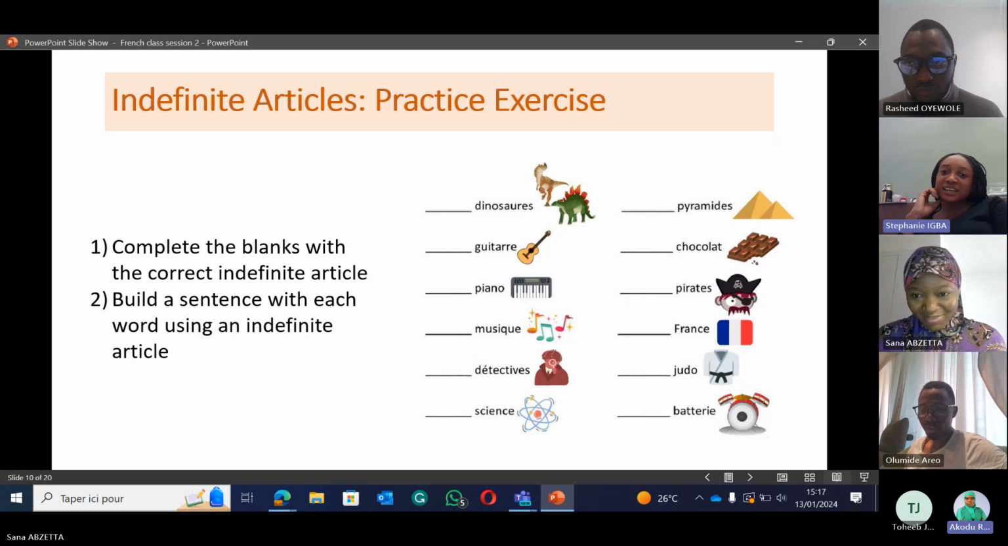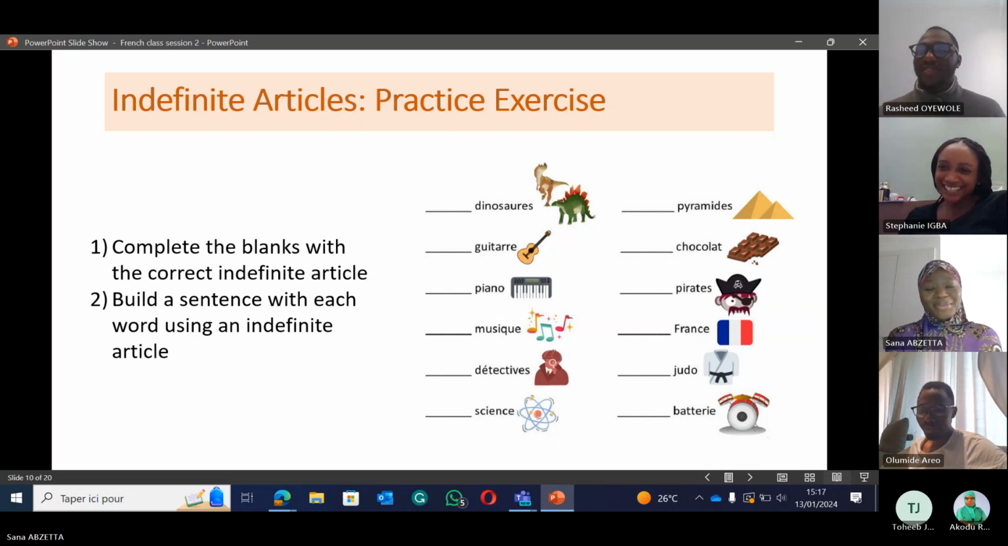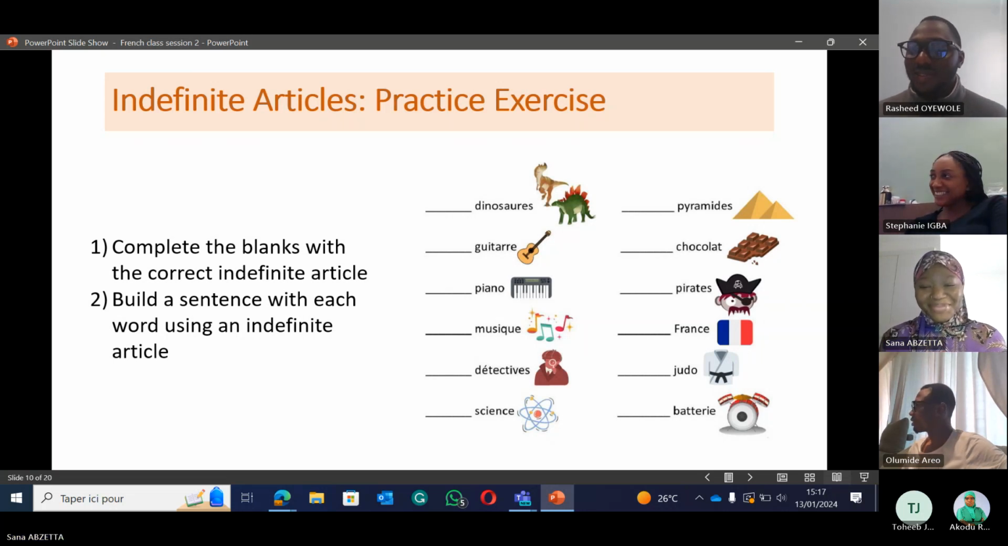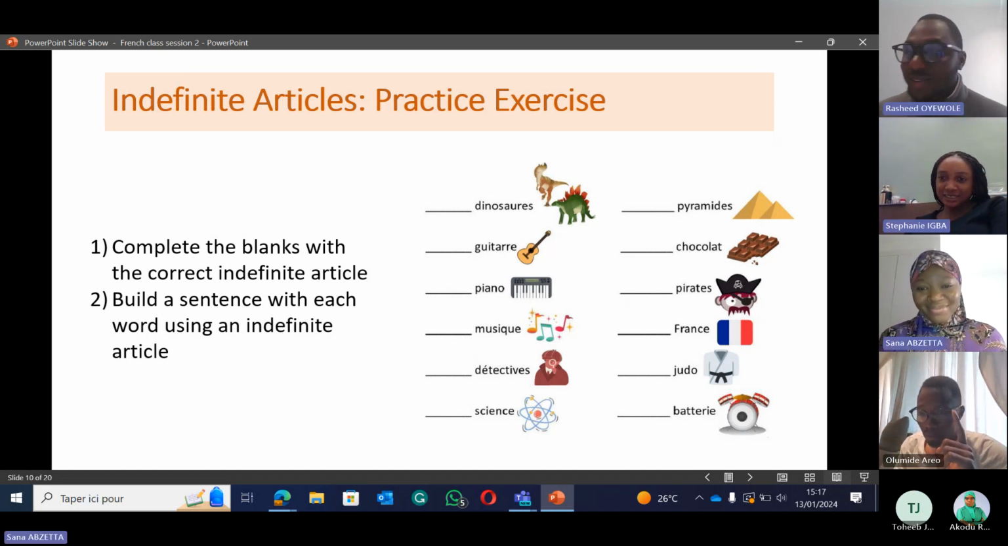So we can now say, il est détective. Yes, il est détective without an article. Okay. Stephanie, I'm happy to say that you remember the rules. Good, I'm happy. Someone else? Rafia: Elle est pirate.